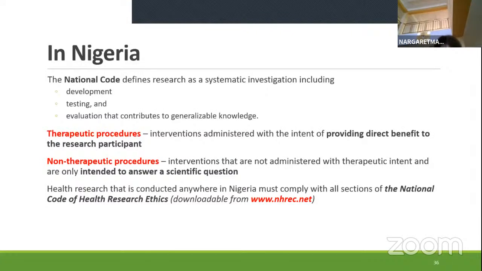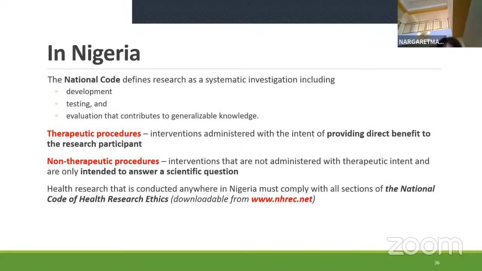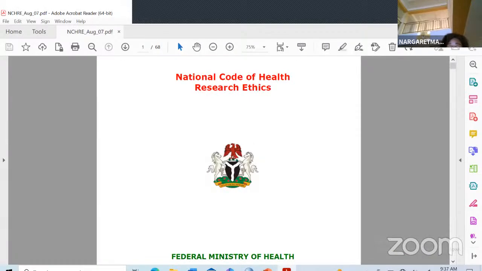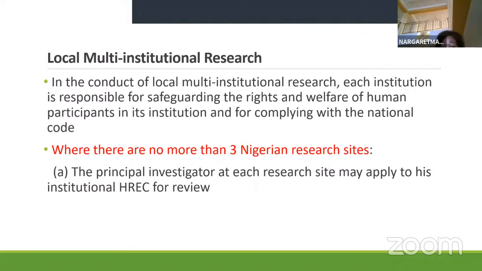All research that is conducted within this nation, Nigeria, must conform with the National Code of Health Research Ethics, which can be accessed on the website, www.nhrec.net. You see it there. Next slide, please. It gives all the details on how the National Health Research Ethics Committee operates. So there's the front page. Next slide, please.